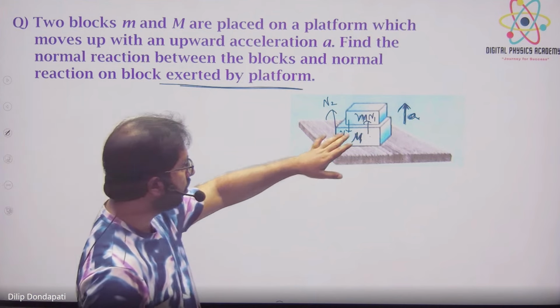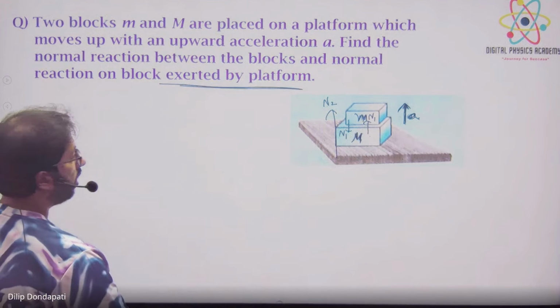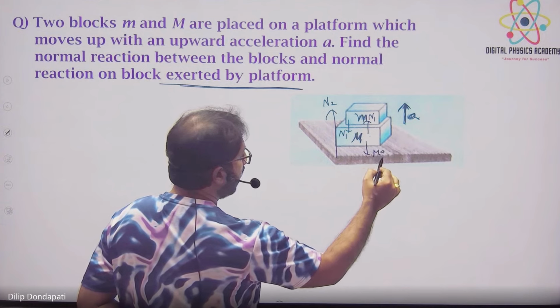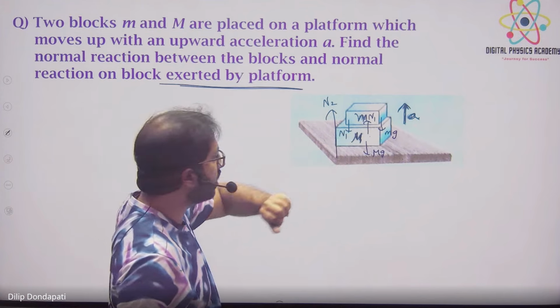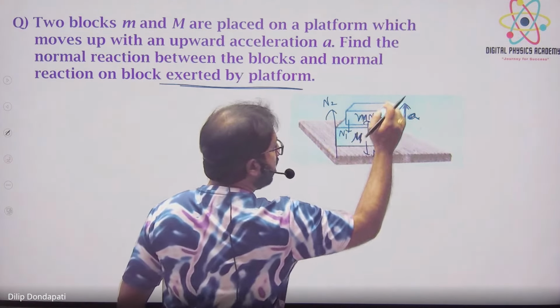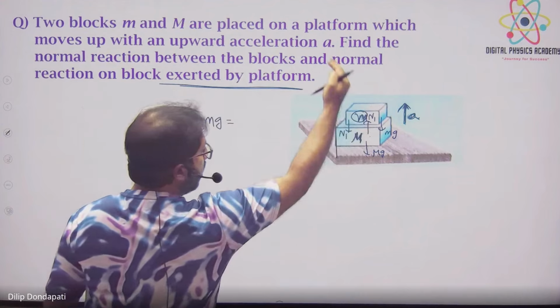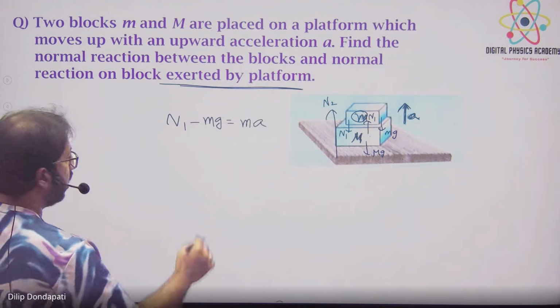So now if I use the equation of small m and capital M, you can find the value. Tell me what are the forces acting on it. A normal reaction N1 upwards, mg downwards. For small m, what is the equation? In the acceleration direction the force is positive. So N1 minus mg is equal to small m into acceleration. This is the first equation.